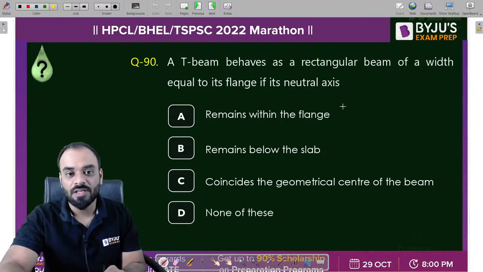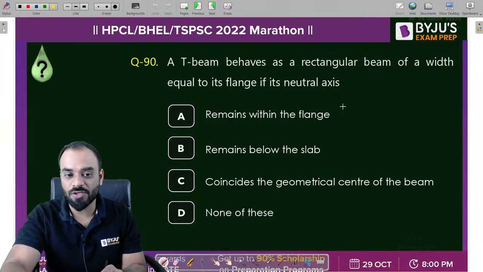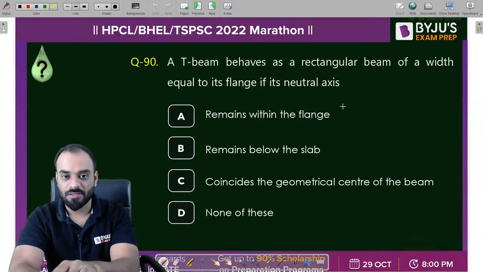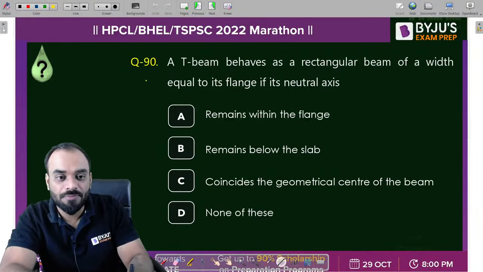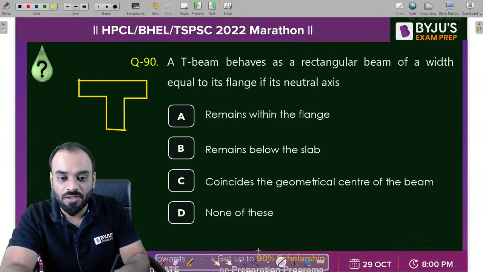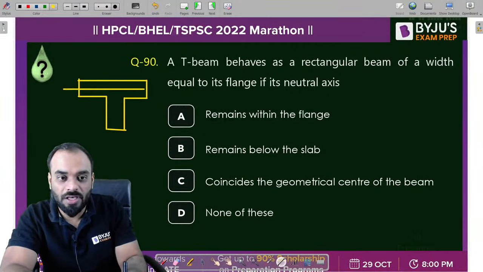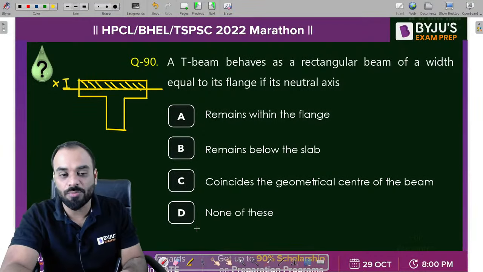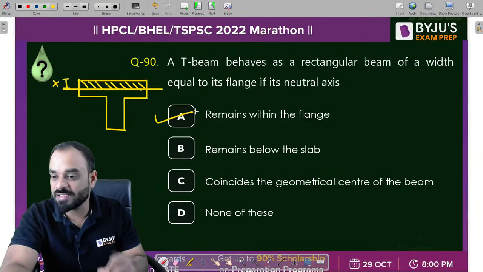Tell me the answer of this. The T-beam behaves as a rectangular beam of a width equal to its flange if the neutral axis remains within the flange area. Correct? Very nice. You can see here, this is our T-beam. In case of a T-beam, if our neutral axis is within the flange area, then only we will consider our beam as a rectangular beam. That's why A is the correct answer.